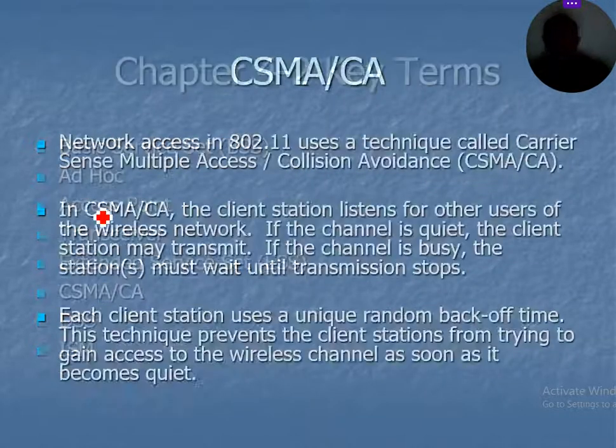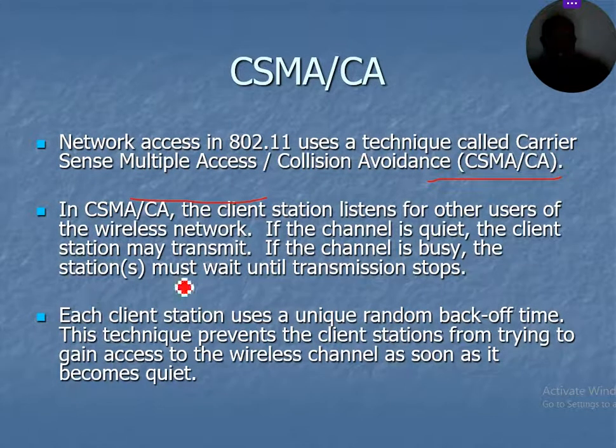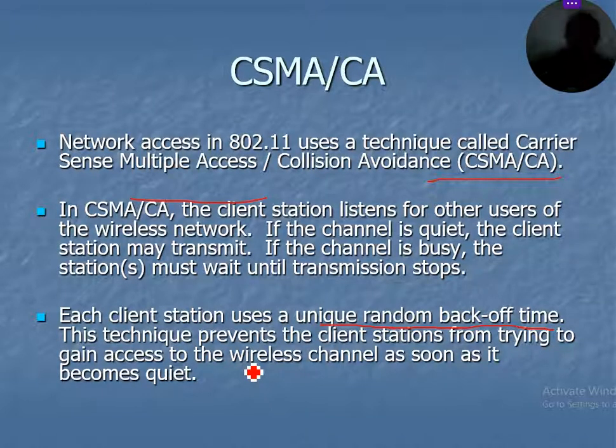That takes us to almost the end of this section. Each client station uses a unique random back-off time. Back off, the channel is busy. Back off randomly, pseudo-randomly, probabilistically. This technique prevents the client station from gaining access to the wireless channel when it's busy. It can only access it when it becomes quiet. So that takes us to the end of this section.